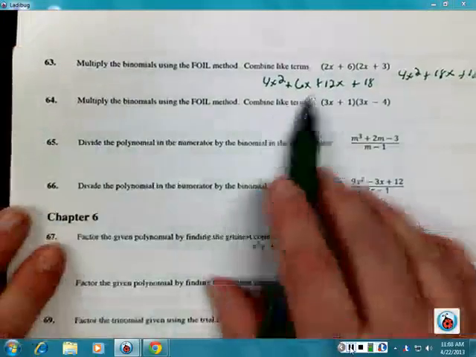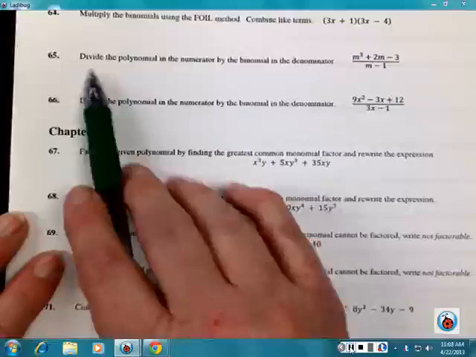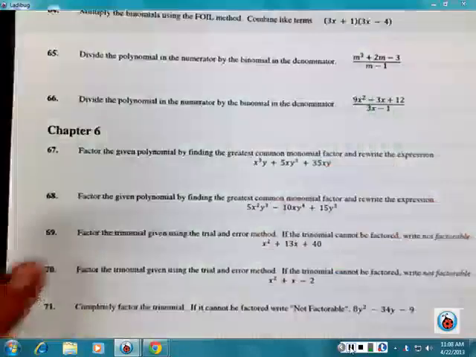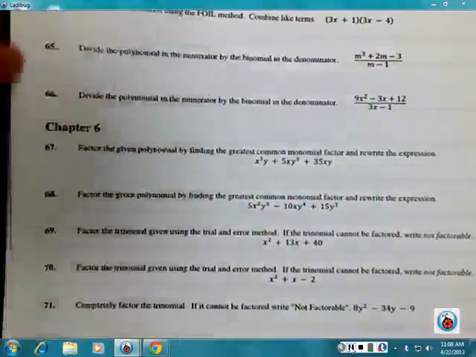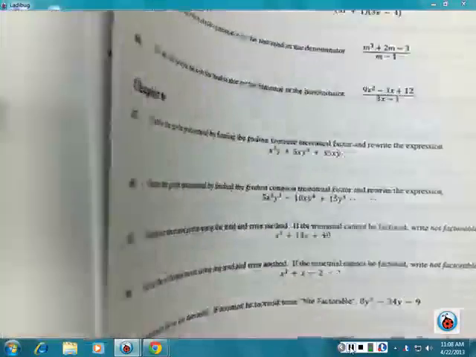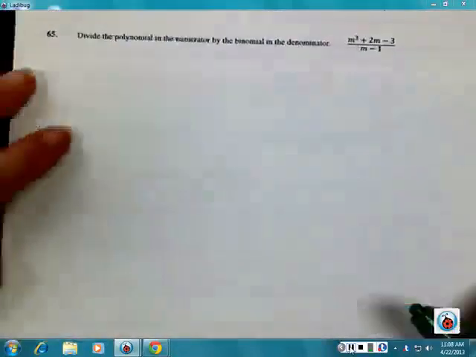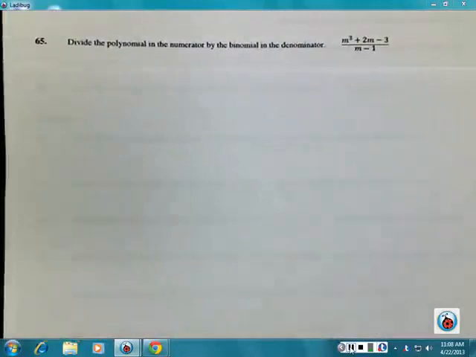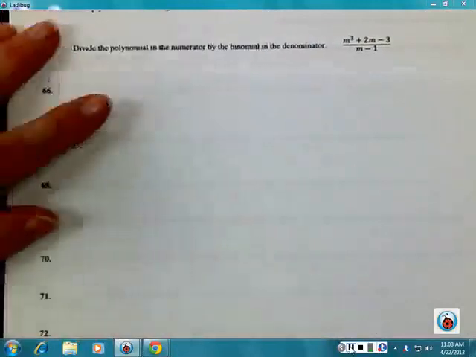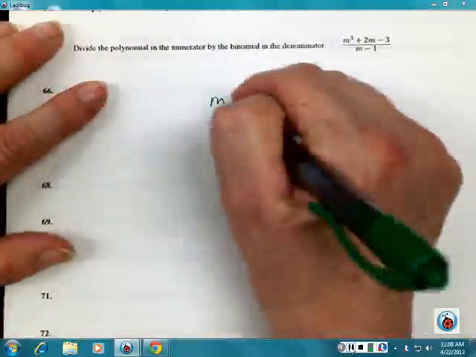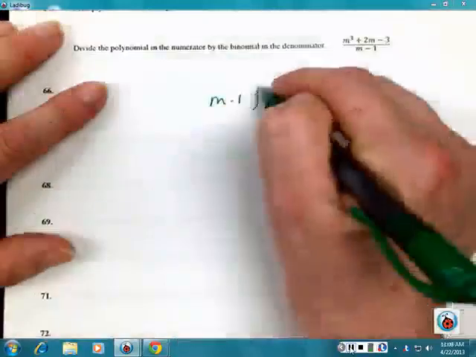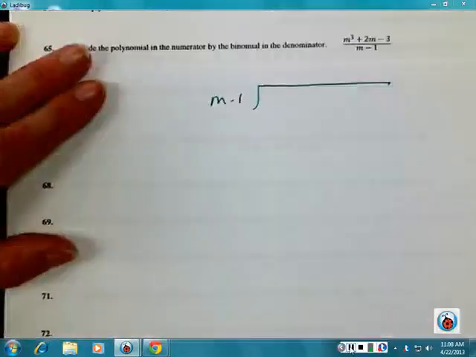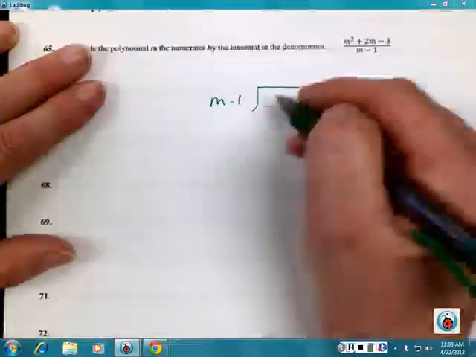The next one's like terms, so I'm not going to do that one either. Then we've got a division. What happens in a division? It's been a while since we did a division. You divide each term by the bottom. Nope, can't do that with this one. You have n minus 1 on the outside, and it divides into m cubed plus 2m minus 3.